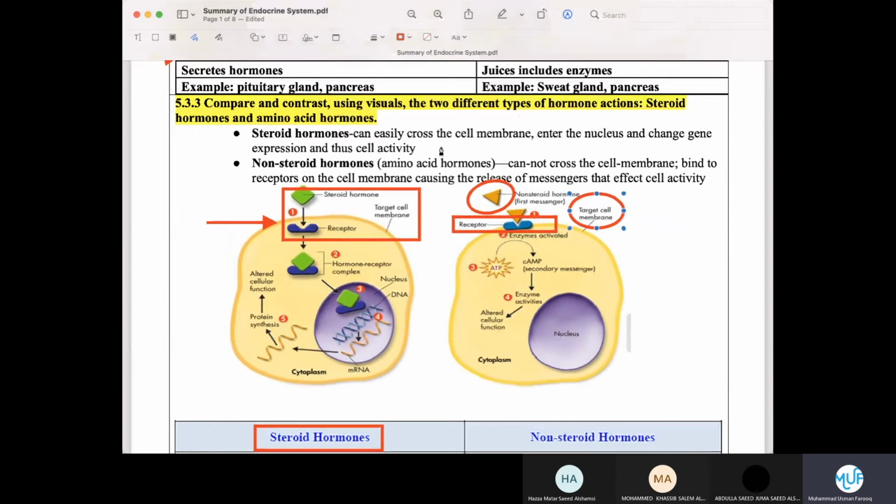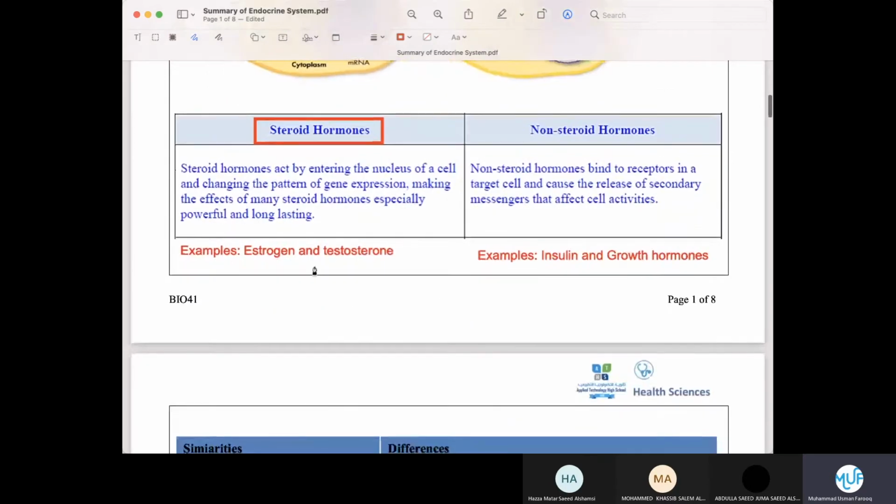Other than that, the steroid hormones are made up of lipid, cholesterol, while the non-steroid hormones are made up of amino acids, peptides, or protein. So they are called non-steroid hormones. Examples are estrogen and testosterone for the steroid hormones, and insulin and growth hormones for the non-steroid hormones.